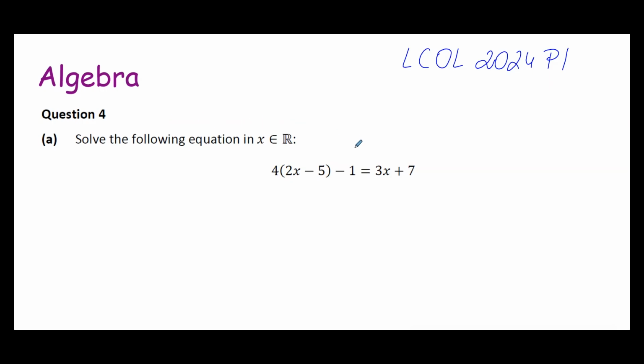Solve the following equation. And then what they are telling us is that the value of x belongs to R, so any number. So solve the equation, what does that mean? At the end of my calculation, doesn't matter how far I am going to go, at the end, I want to tell them x equals a specific number, isn't it? That's where we are going. That's what we want to achieve.